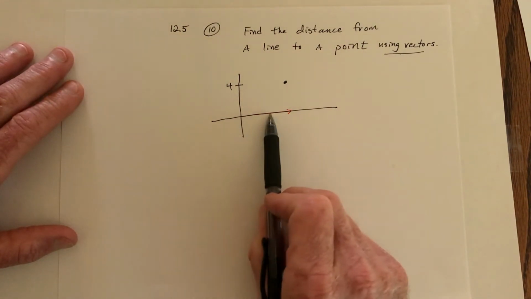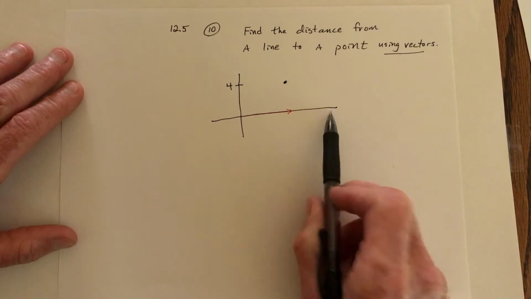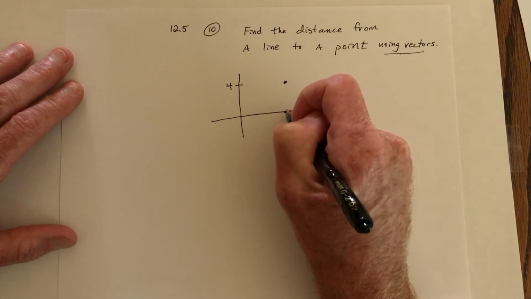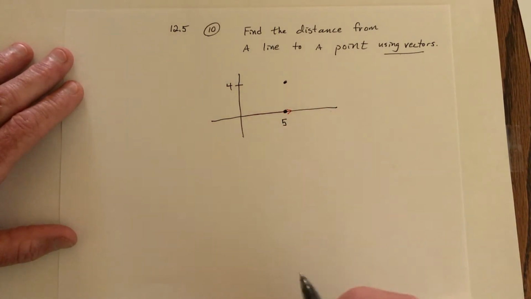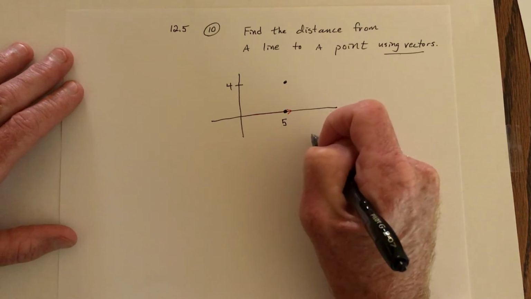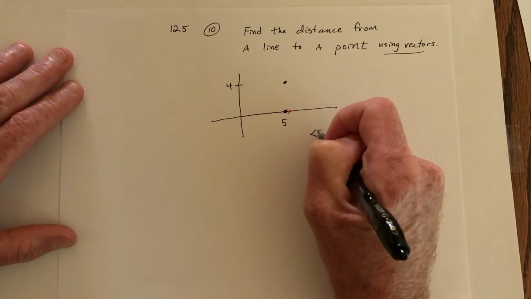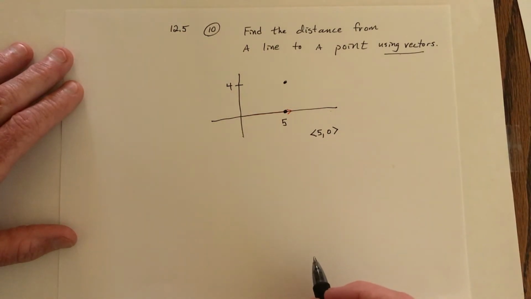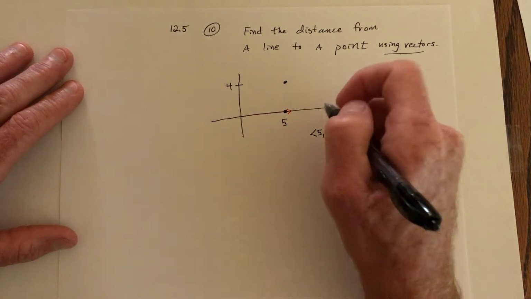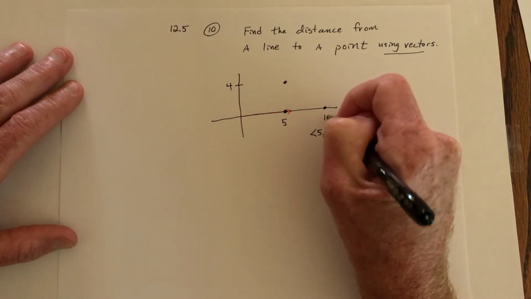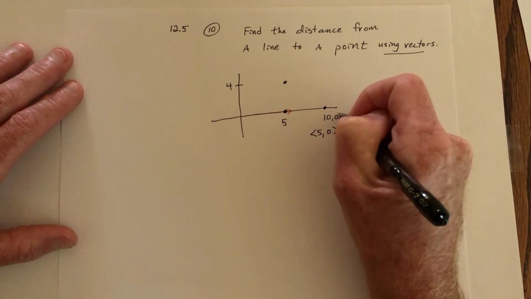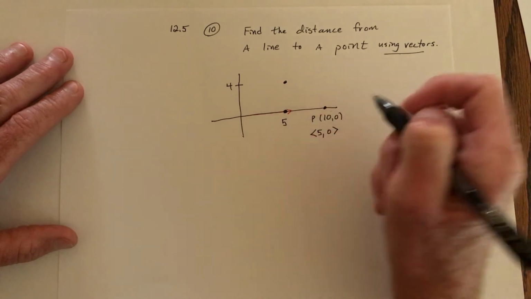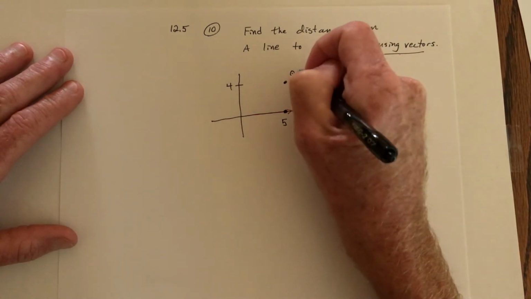Okay, so first of all, I need the equation of this line in parametric form. So I could say, let's say that right here is 5. That means that the vector for that line would be 5, 0. In order to make the equations of a line, I also need a point. So let's say that point over here is 10, 0. And then I'm going to call this point P, and this is point Q.